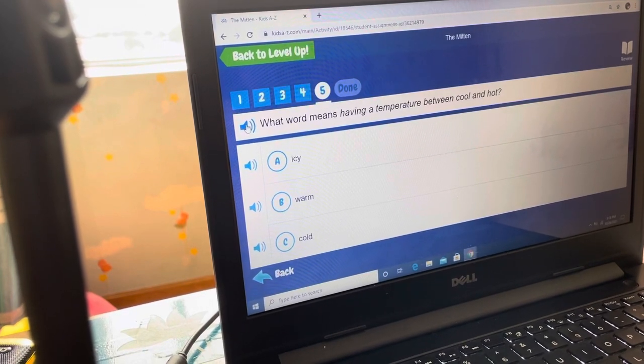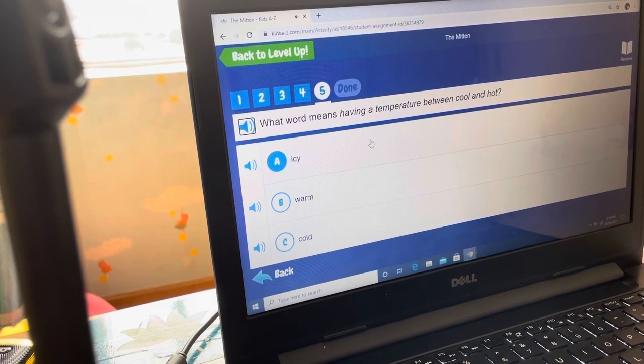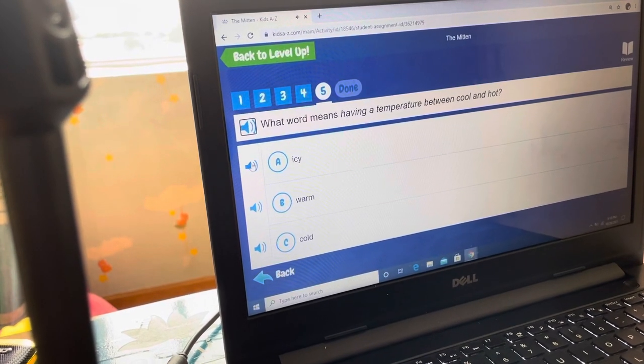Next question. What word means having a temperature between cool and hot? Icy. Warm. Cold.